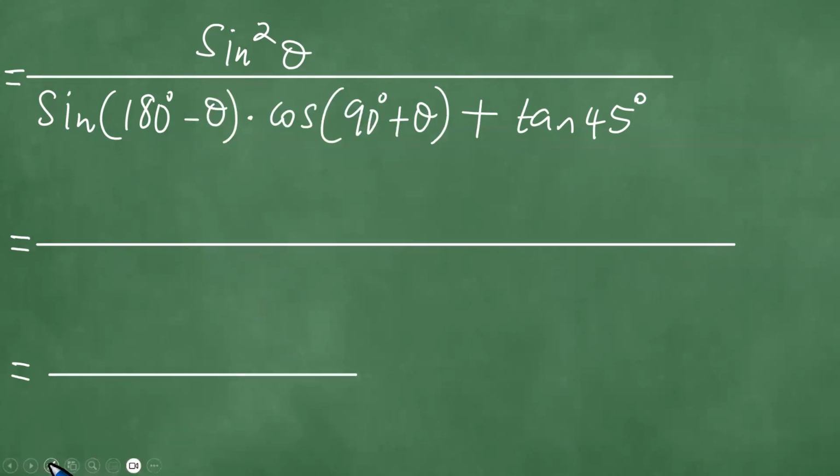The numerator is already a single trig ratio, so we leave it as it is, as sine squared of theta. The numerator is okay. And then the denominator, you need to think of where this is. 180 minus theta, in which quadrant is 180 minus theta? Do you remember that? We discussed this a little bit. Okay, quadrants. Right, 180 minus theta is in the second quadrant.